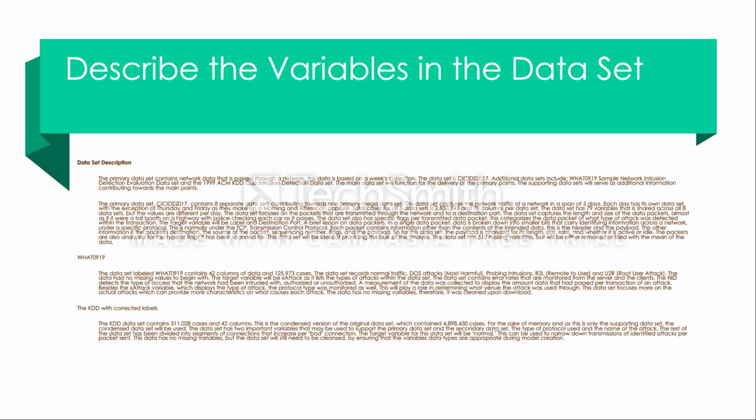I will be utilizing three datasets for this project, which will include the KKIS 2017, the WHAT 0919, and the KDD ID. The first dataset has variables that focus on the data packet's transfer. The second dataset focuses on what type of attack had occurred, and the third dataset focuses on what happens between the transmission of the data packet and what attack had highlighted throughout its travel through the network.